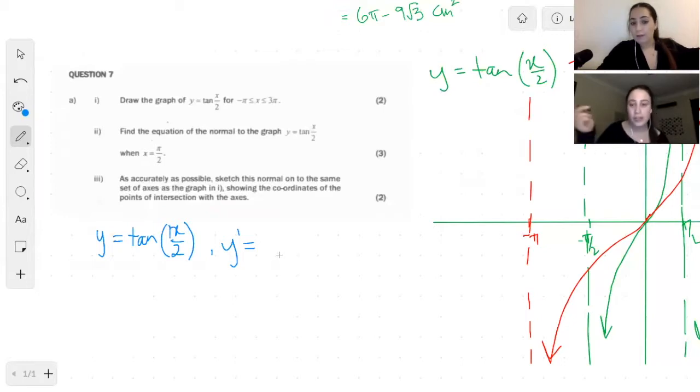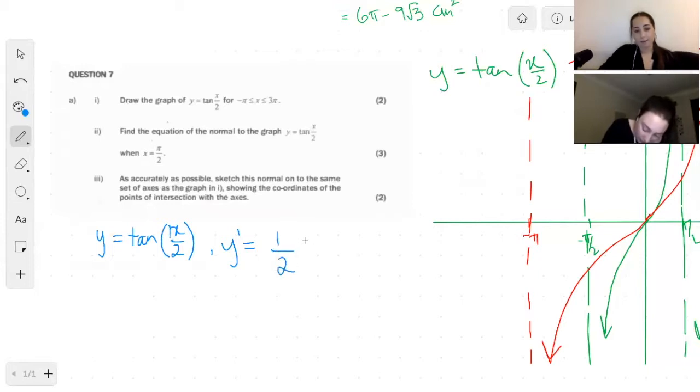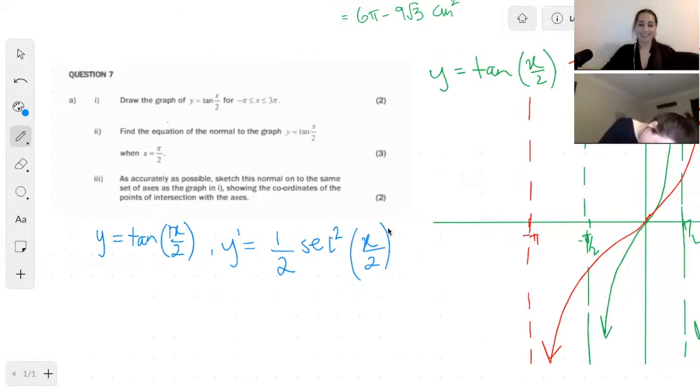Yeah, but didn't you say it was... Oh, that's for integration. Oh my God, I'm going backwards. It's okay. So yes, integration you do 1 on. Yeah, so y dash is just 1/2 sec squared x on 2. Yeah, exactly. Beautiful. Okay.